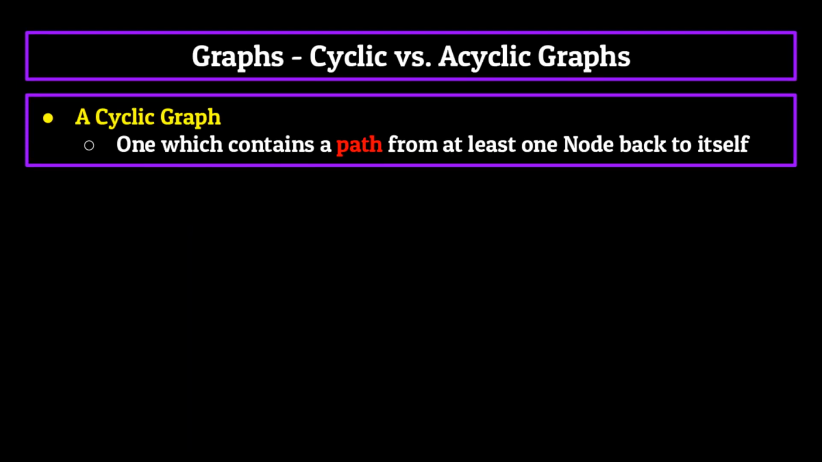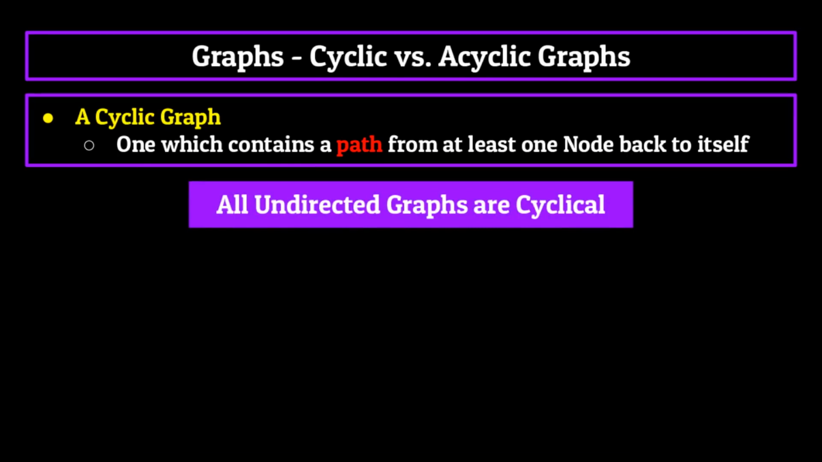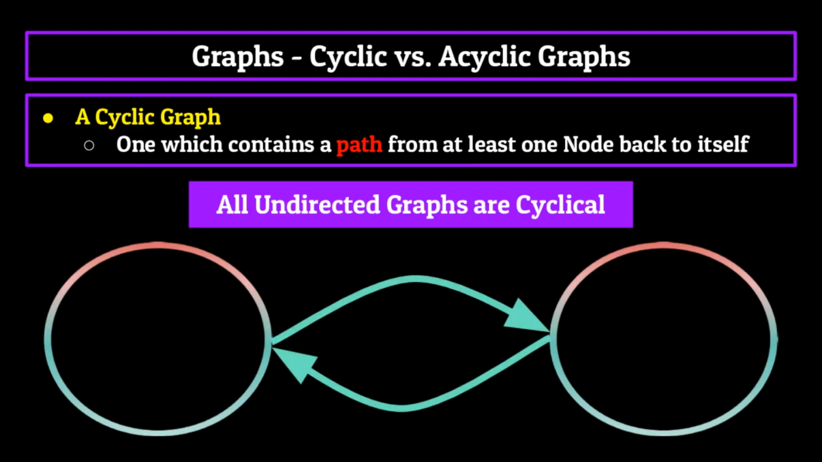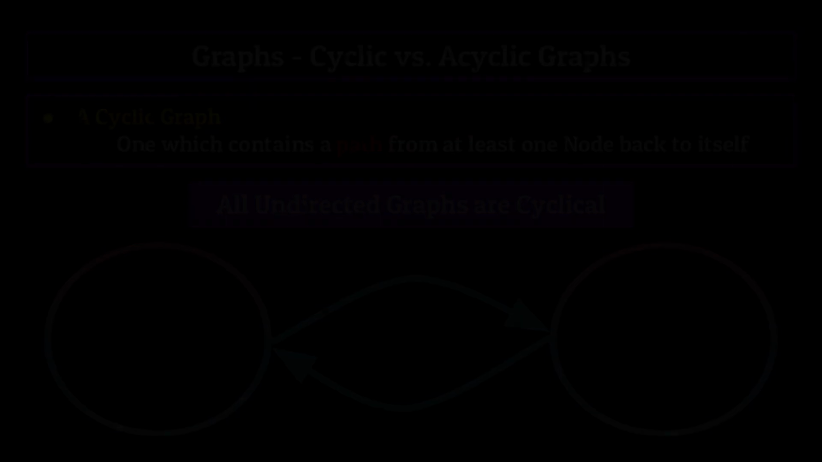A small thing to note here is that all undirected graphs end up being cyclical. The bidirectional nature of nodes within undirected graphs theoretically forms a cycle between any two nodes. So, judging by that logic, all undirected graphs end up being cyclic.